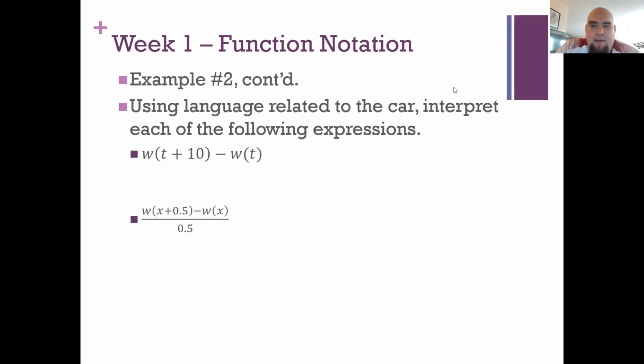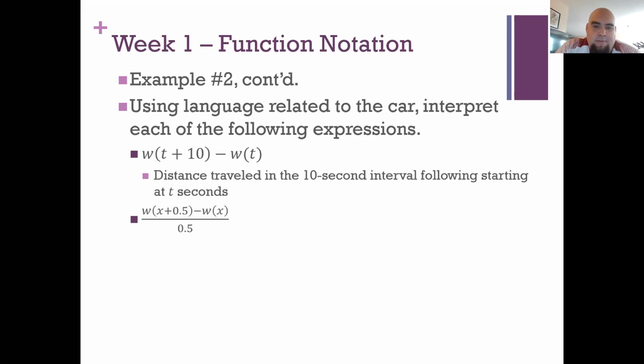Does anybody have a good answer, interpretation for the first one? I have the change in distance on a 10-second interval starting at t. The change in distance over a 10-second interval beginning with t. So, distance traveled in the 10-second interval following t seconds. So definitely don't say it as clumsy as I did, but I think that answer was very good, right on the money.